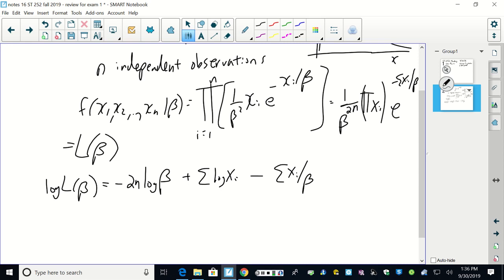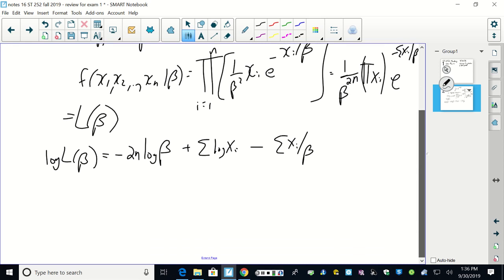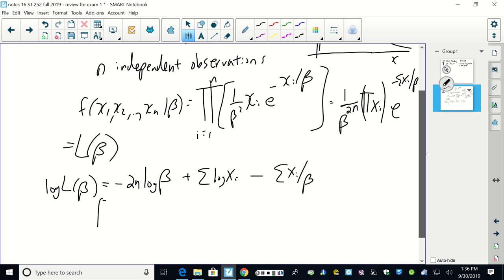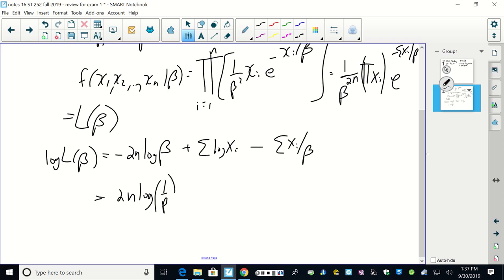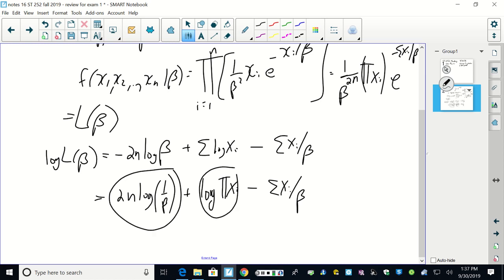So you could do this one in 2 steps. Instead of jumping to this, what would you do? Maybe there's 2n log of 1 over beta. And then this one, there's going to be a log of the product of the xi's, and then that goes to that. And then this one, I think you would just go pretty much right into that, so just the log of those. So this would be the steps along the way.